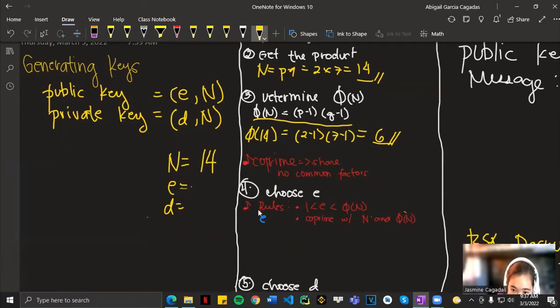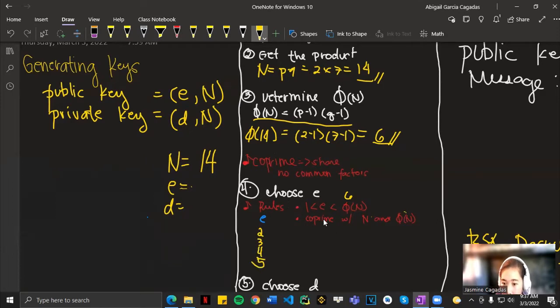The fourth step is to choose the value of E. In choosing the value of E, we have to follow two rules. The first rule is that E should be greater than 1 but less than phi of N. What is the phi of N that we solved earlier? That is 6. So E should be greater than 1 and less than 6. The options that we have for E are 2, 3, 4, and 5.